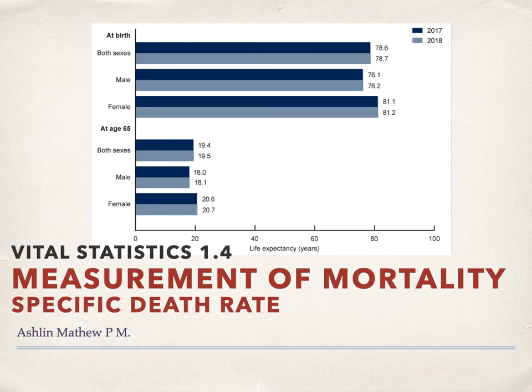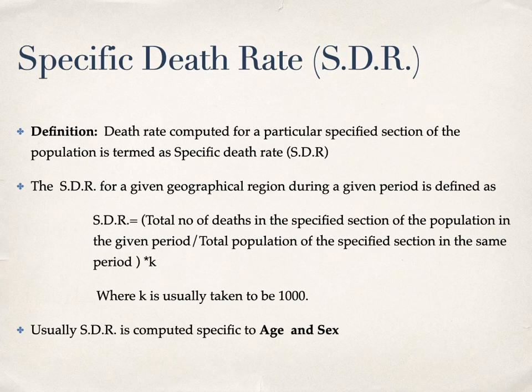Instead of the crude death rate, which took all the age groups or all the segments of the population together, in the specific death rate we have a specific segment of the population. The definition of the specific death rate is a death rate that is computed for a particular specified section of the population.